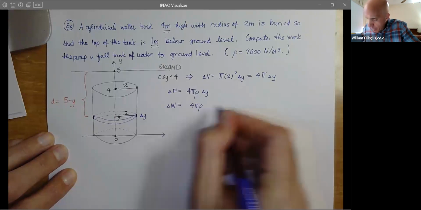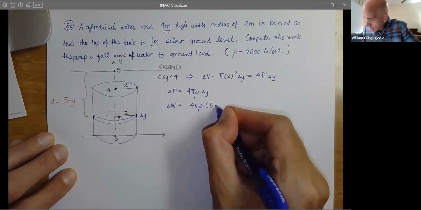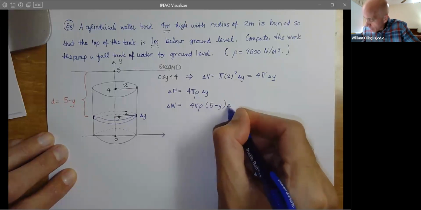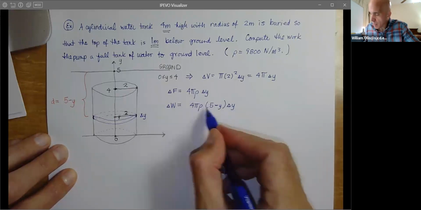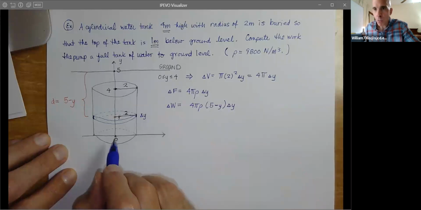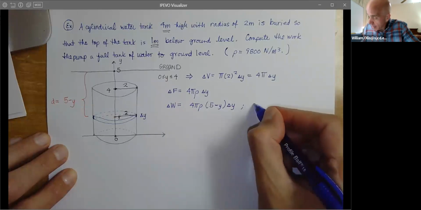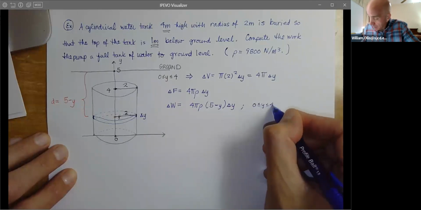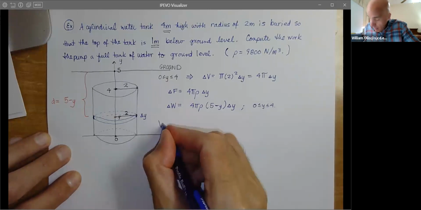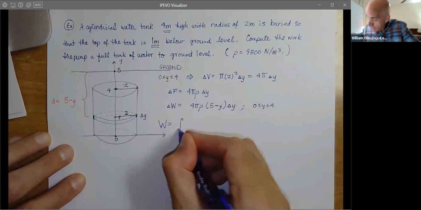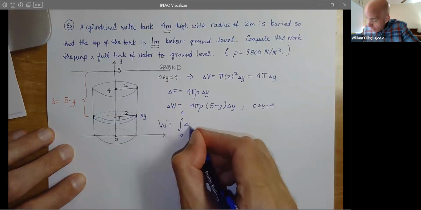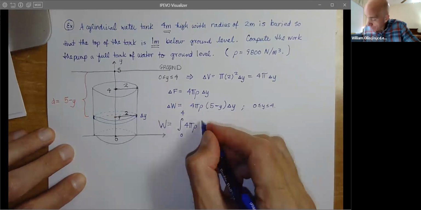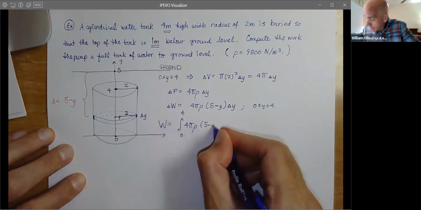I'll put the delta y over here. Here's my distance, 5 minus y, delta y. So now, like in the previous problem, this infinitesimal is tied up with the force, and the distance the slab moves is right there. So everything works out well. So again, we remind ourselves that, again, y lives here. So work, in this case, will be the integral from 0 to 4. So this will be a 4 pi rho, same kind of integral we had before, times 5 minus y dy.